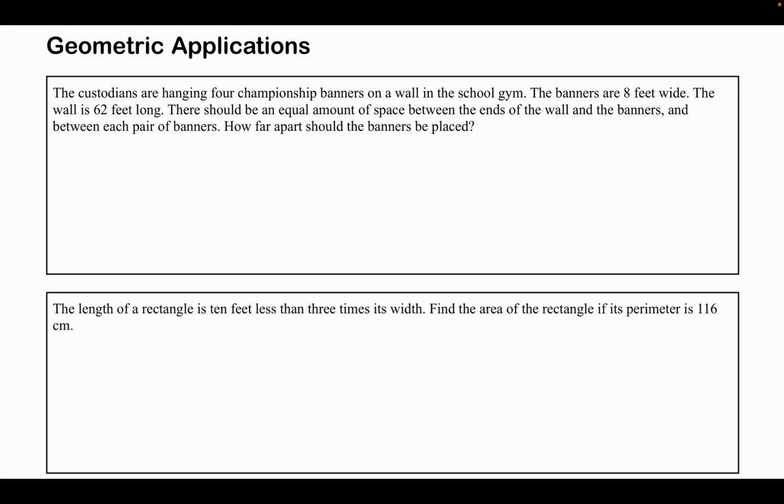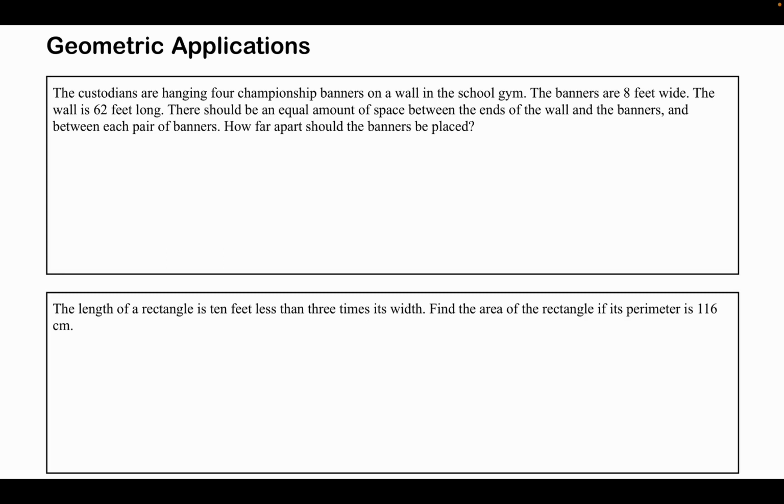The custodians are hanging 4 championship banners on a wall inside of the school gym. Each of the banners is 8 feet in width, and the wall is 62 feet long. There is to be an equal amount of space between the ends of the wall and the banners, and also between each of the pairs of banners. We want to determine how far apart the banners should be placed from one another.